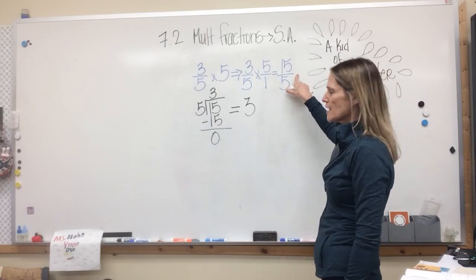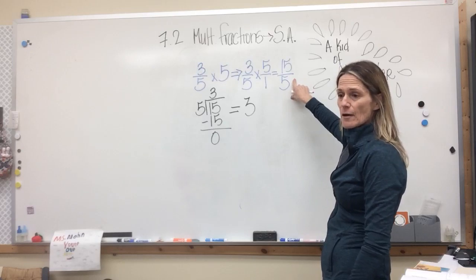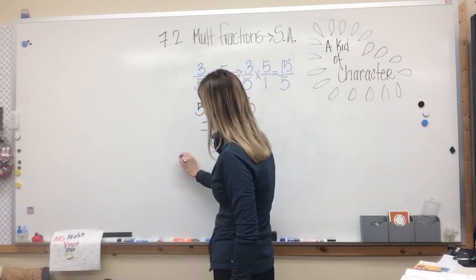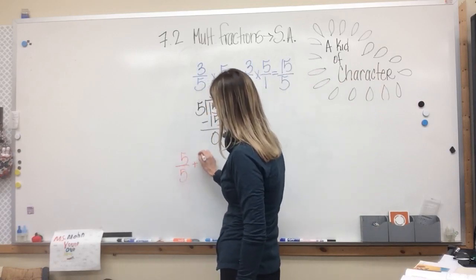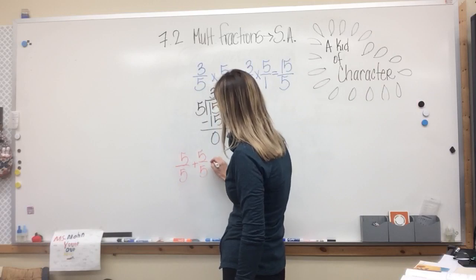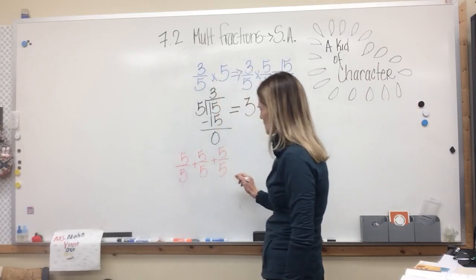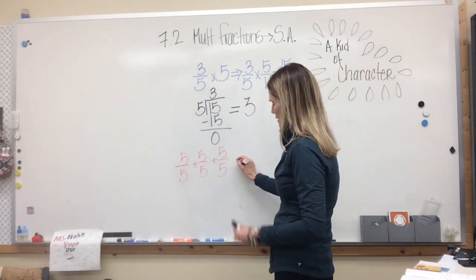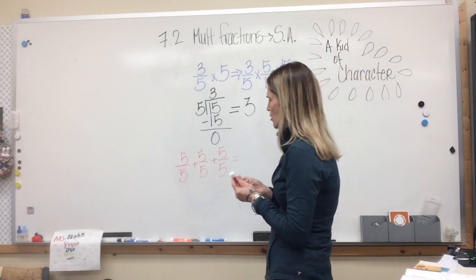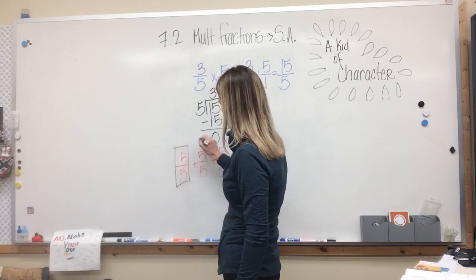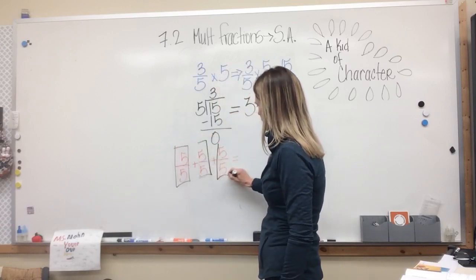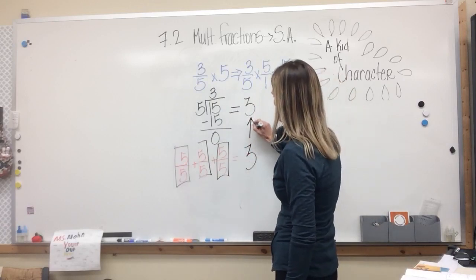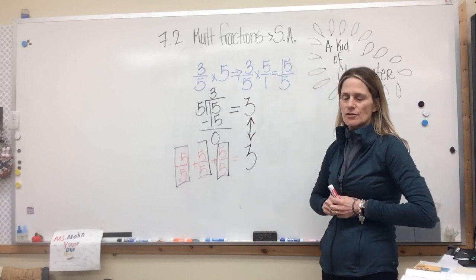Let's pull the whole numbers out of here. And I'm going to use fifths as my ones, as my wholes, so that I can make it work. So I'm going to say 5/5 plus 5/5 plus 5/5. 5, 10, 15. 15, it works. If I look at this, I know 5/5 is 1, 5/5 is 1, 5/5 is 1. My answer is 3. They are the same answer.